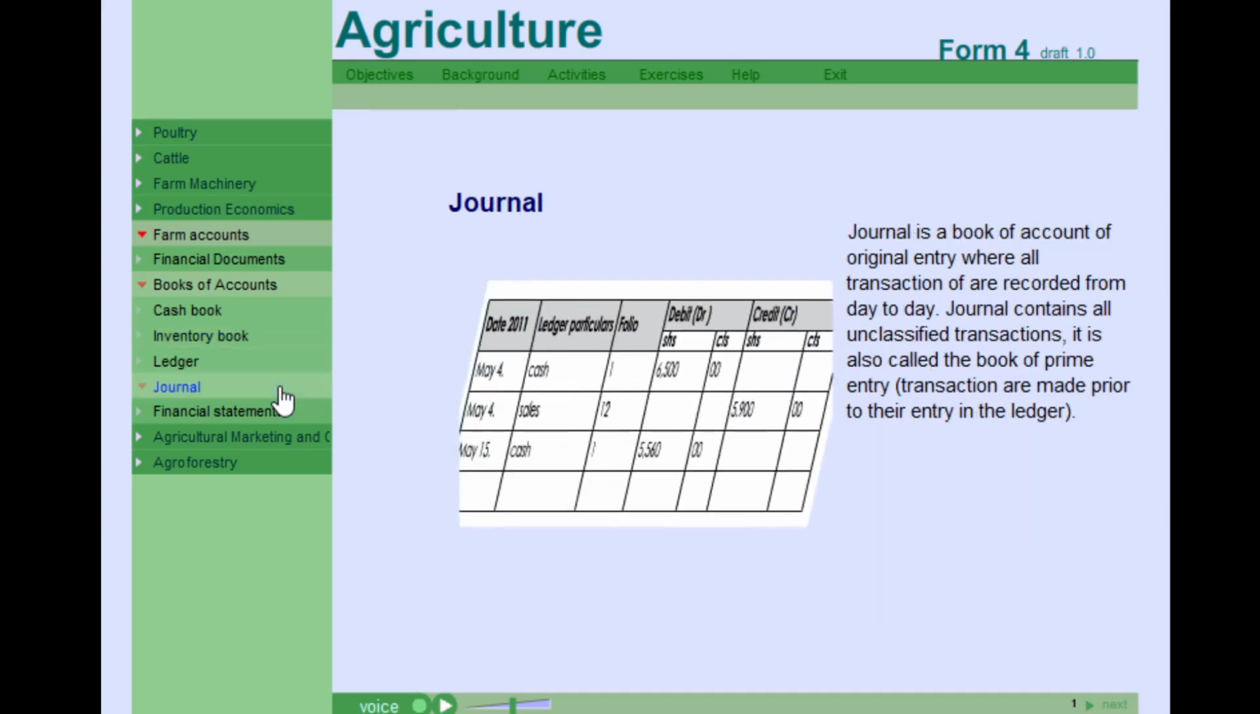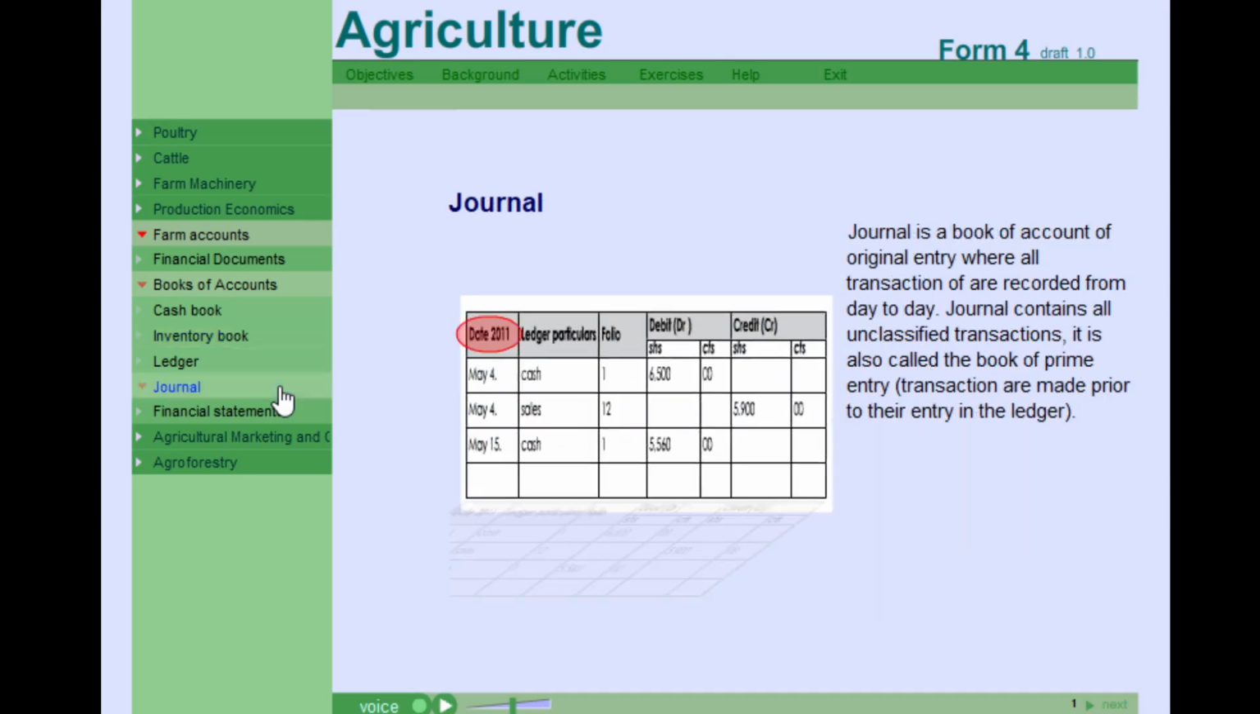Journal. It is a book of account of original entry where all transactions are recorded from day to day. Journal contains all unclassified transactions. It is also called the book of prime entry, that is, transactions are made prior to their entry in the ledger.